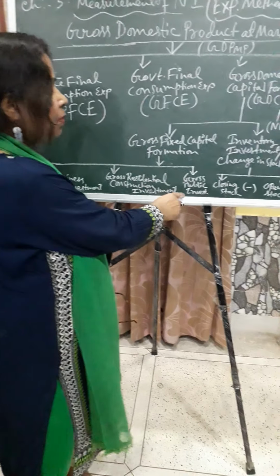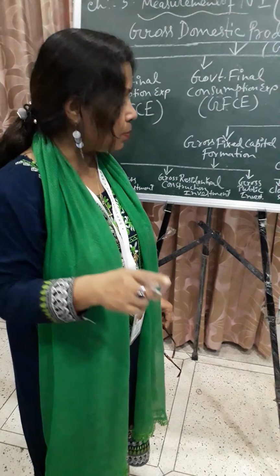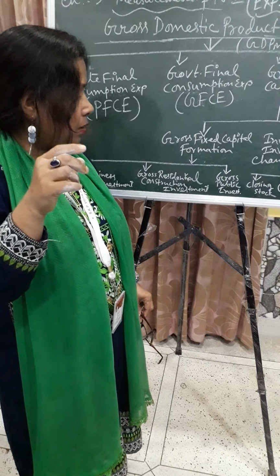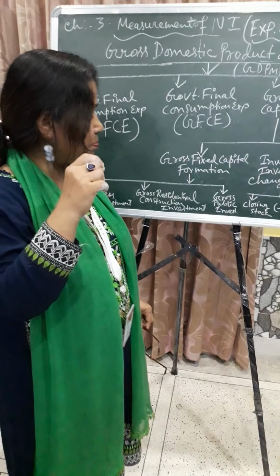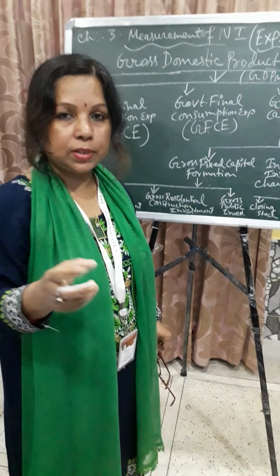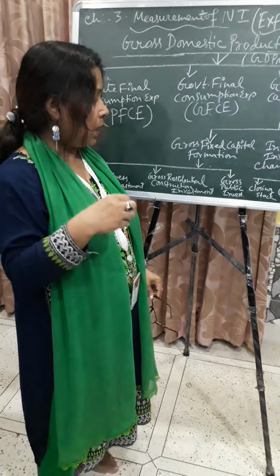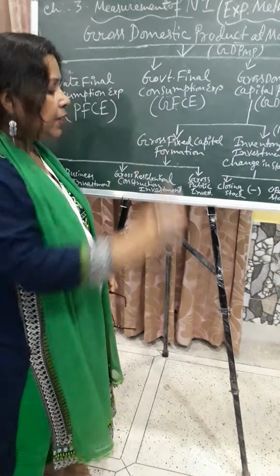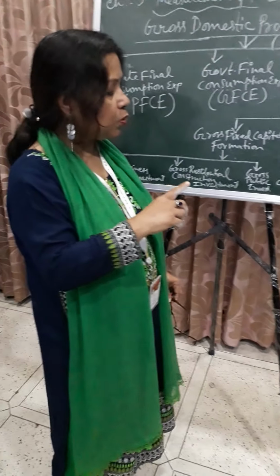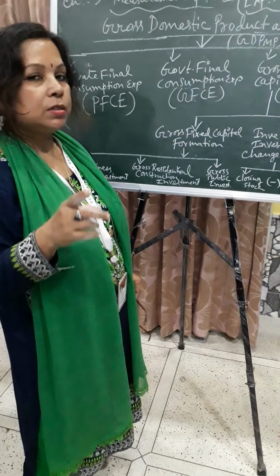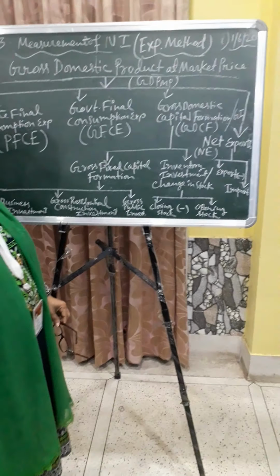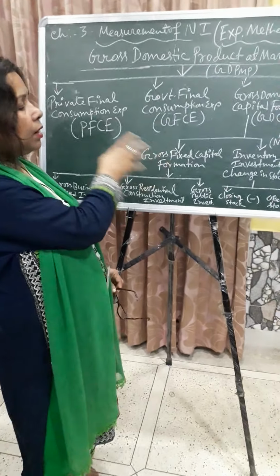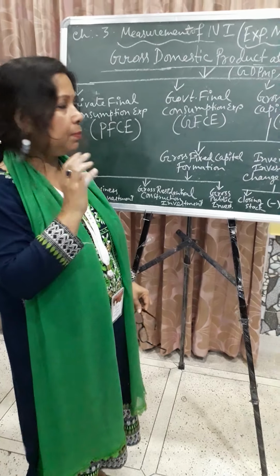And gross public investment means the government constructs flyovers, roads; this type of thing is included in gross public investment. And how is change in stock calculated? Closing stock minus opening stock. So this is the information on the structure, which you have to keep in mind.